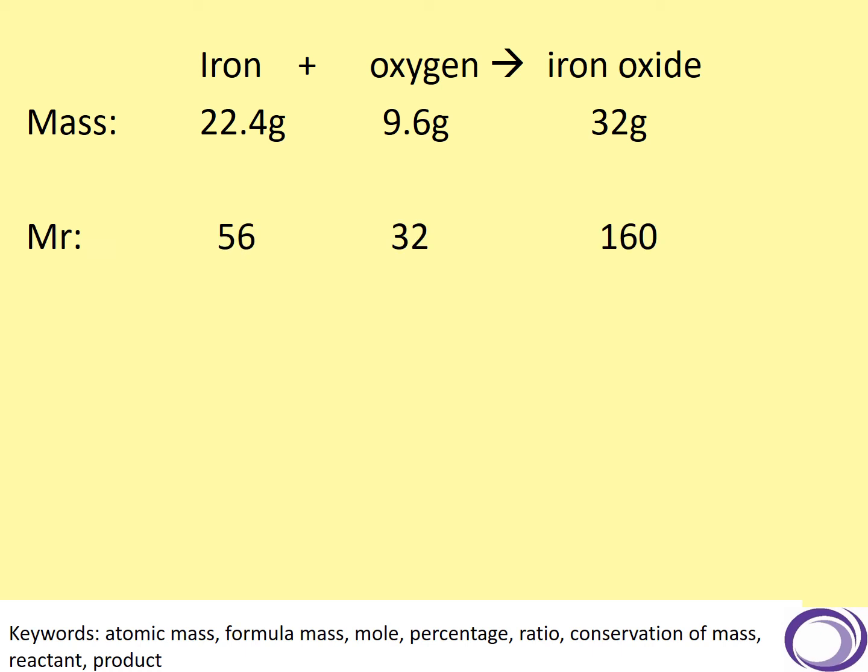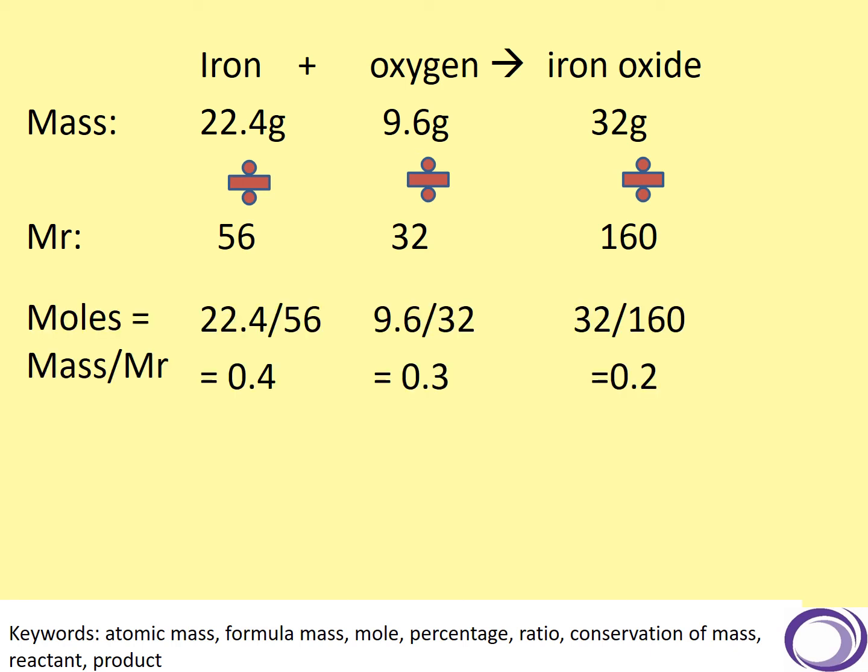We know what the molecular masses are, so in order to find the number of moles, we simply divide the masses by the molecular masses, and that gives us the number of moles. And on this occasion, we have 0.4 moles of iron, 0.3 moles of oxygen, and 0.2 moles of iron oxide. And remember, those ratios never change. So if we look at the overall ratio and convert that to whole numbers, we have a 4 to 3 to 2 ratio.